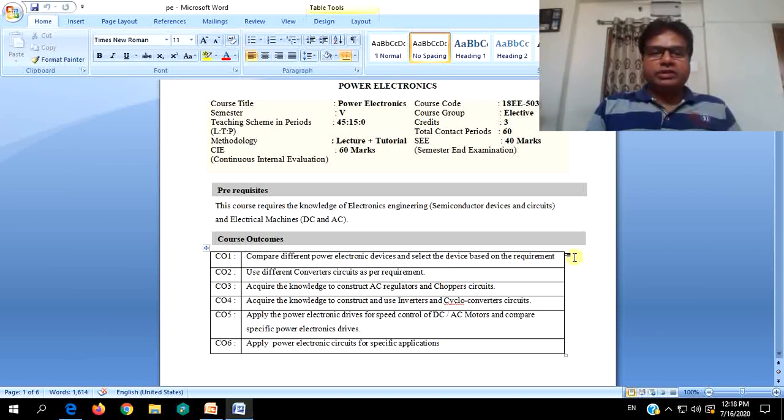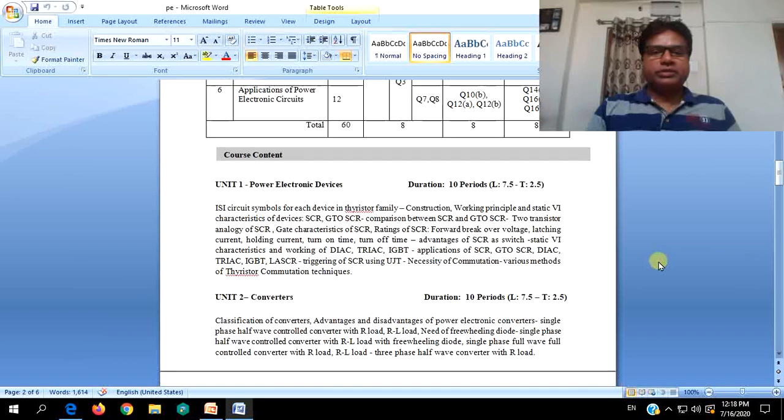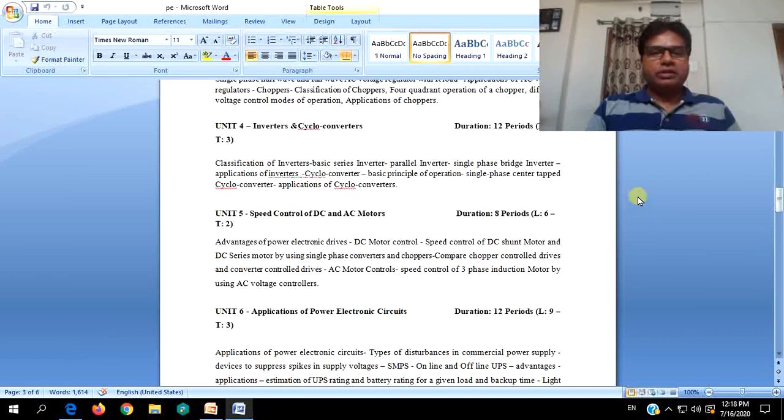And in continuation, we switch over to the next unit, that is converters, for which the course objective is to use different converter circuits as per requirement. Use different converter circuits as per requirement is our CO. Under this, we will be discussing various converters with loads, with different loads.